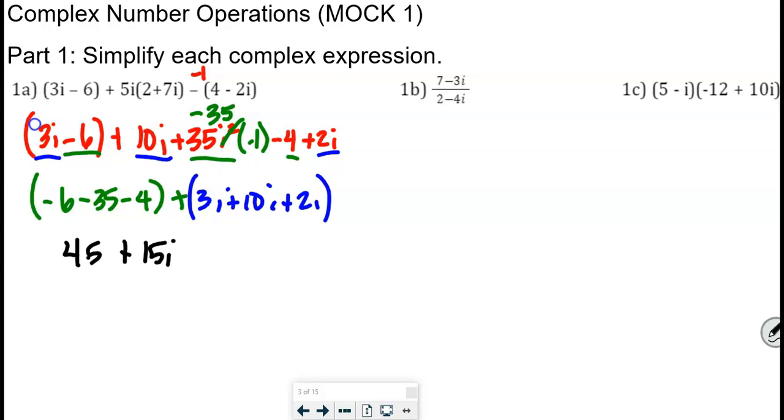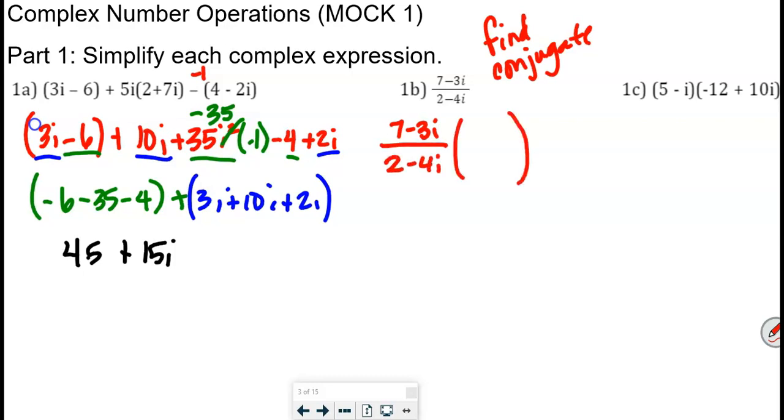All right, so on the next one, we have to find the conjugate. Hopefully you guys remember what a conjugate is. That's when we change the sign of the imaginary part of the denominator. So we're going to do 7 minus 3i over 2 minus 4i, and then we're going to multiply that by the conjugate, 2 plus 4i, over 2 plus 4i.